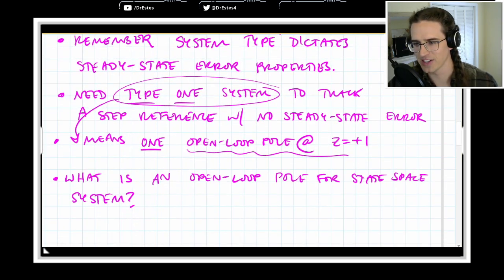Okay, focus. What's an open loop pole for a state space system?